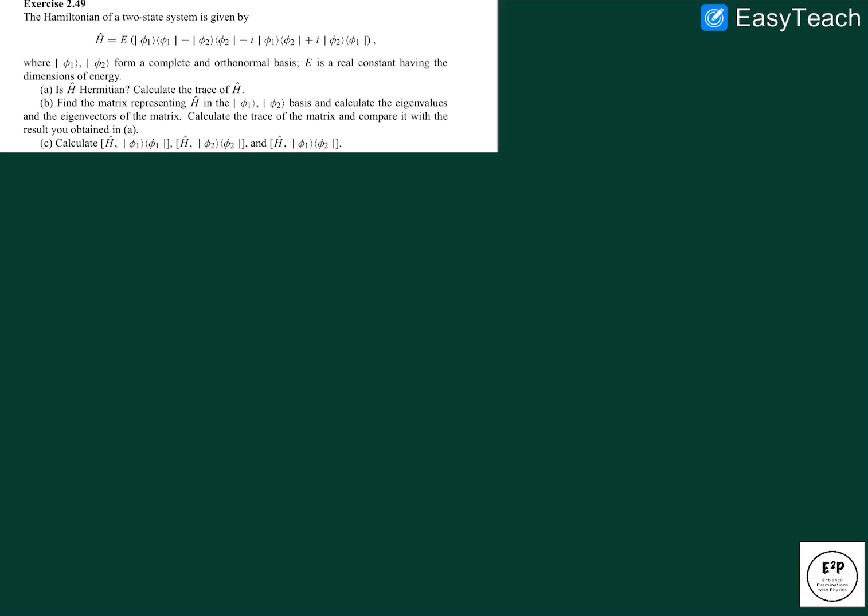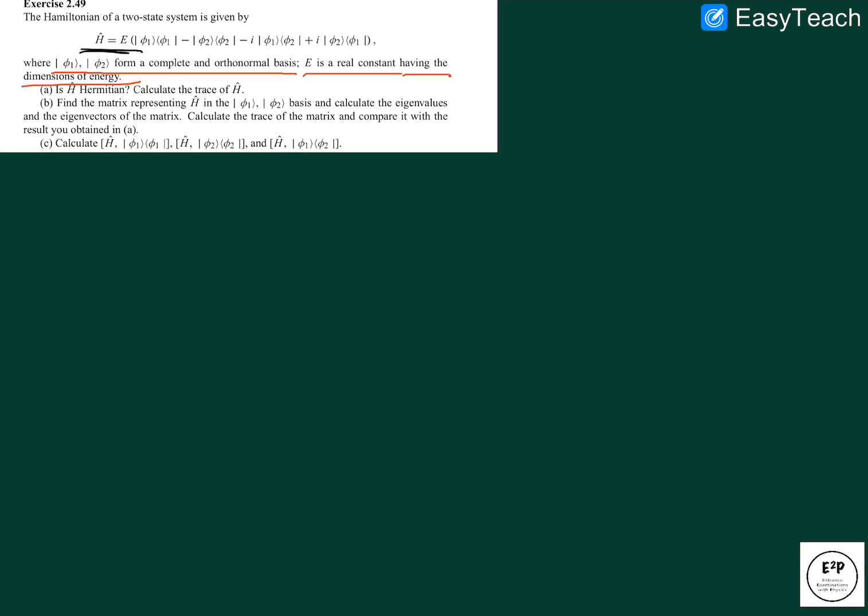Hello. So let us start with question 49 of second chapter of Zettili. We are given a Hamiltonian of a two-state system, and along with that we are told that phi 1 and phi 2 form the complete and orthonormal basis, and E is a real constant having the dimensions of energy.